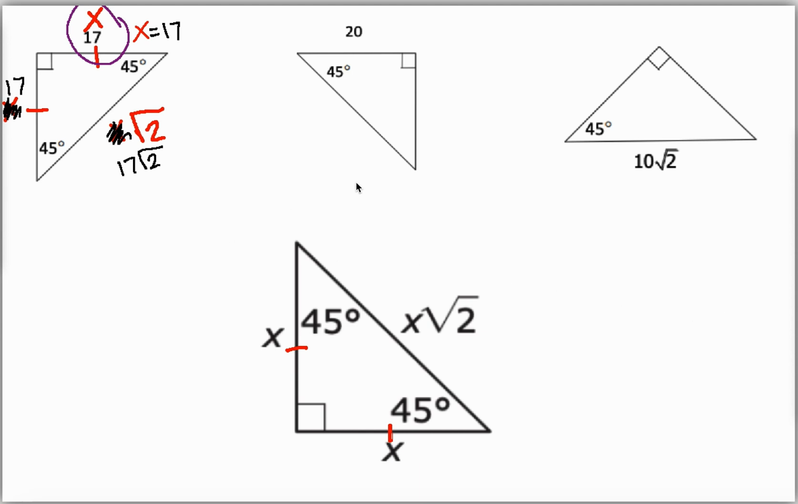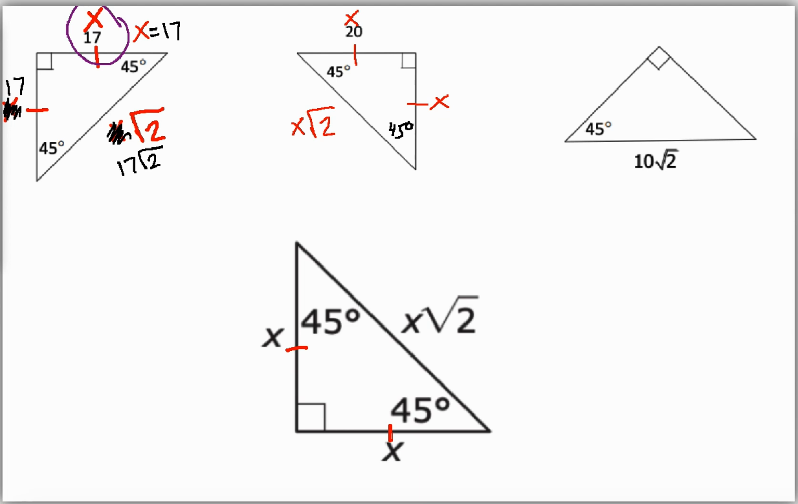Now let's go to the next one. I do want to fill in all information as much as I can. So now I'll get to this one. 45 degrees should go right here. I'm going to mark the sides that should be congruent. And now I'm going to label it the same. So the side lengths that have the right angle here, those should be labeled x, and the third side is x times the square root of 2.